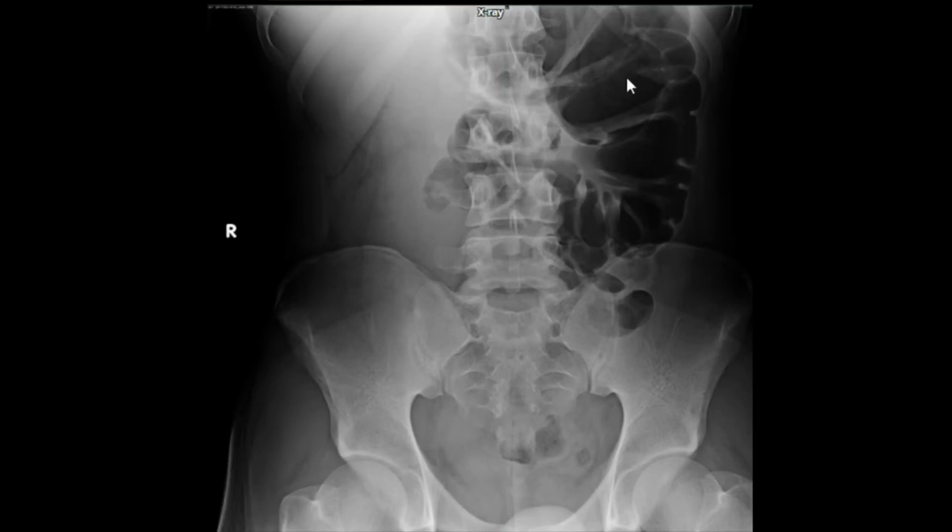Now this is dilated, and if you take a look at it, the bowel loop is pointing towards the right, whereas a sigmoid volvulus tends to point towards the left. So that's your first clue that this is a cecal volvulus. Another clue would be if you saw normal gas within the sigmoid colon.